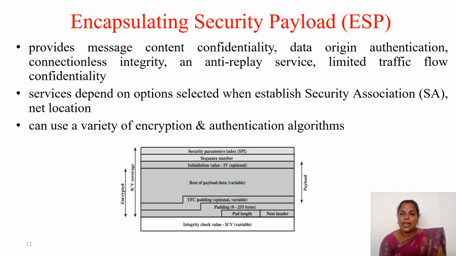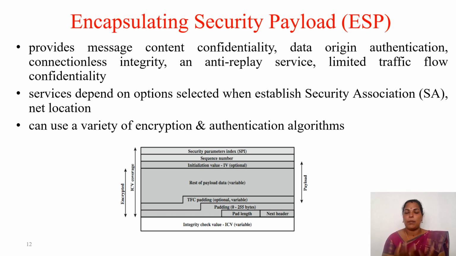Then TFC padding, then padding; optional padding is there, and compulsory padding is there. Then we represent the padding length as well as the next header. Then we have the integrity check value, that is the ICV variable. So everything above this integrity check value, to the top, we call the integrity check value coverage, and this part we call the encrypted form. The payload, then padding, all these things are encrypted. So here it is an encapsulation.